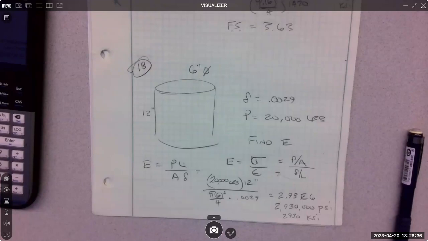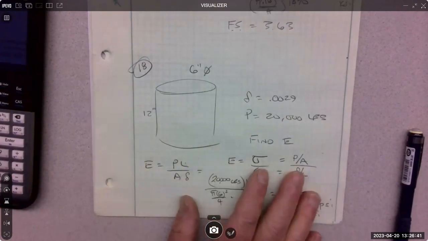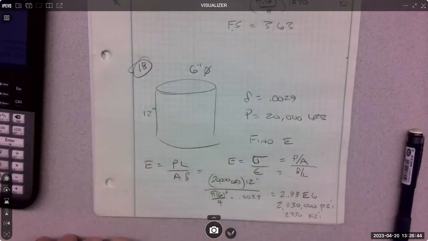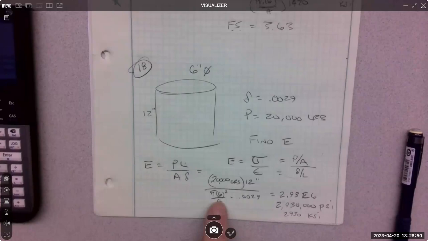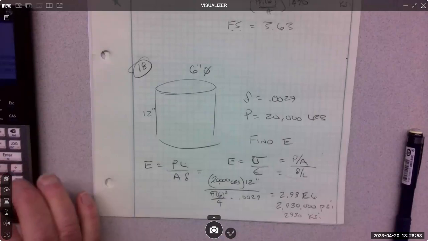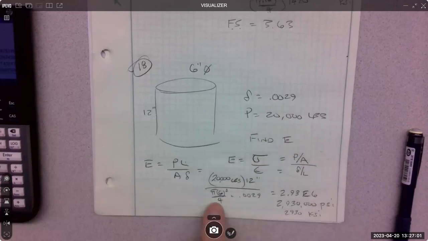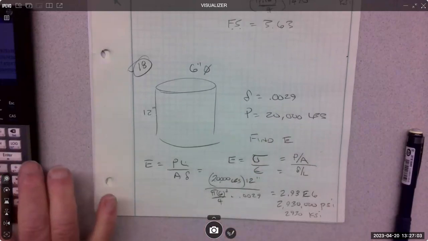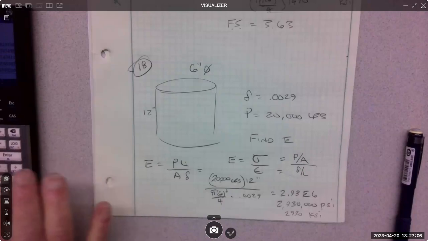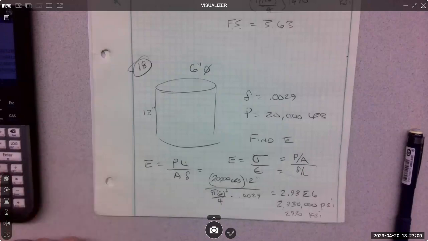Yeah, perfect. So again, that's only valid if we are within the stress levels. But since that modulus came in under, I would guess we are. But we could do that quick calculation. P over A would be the stress. So 20,000 divided by that area gives me 707 PSI. So yeah, not very loaded.